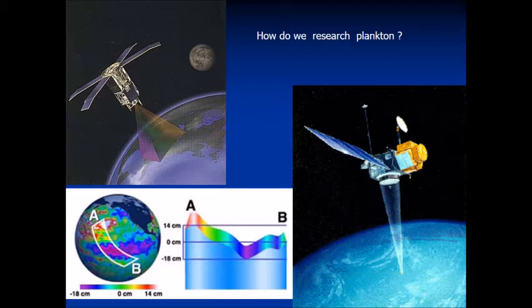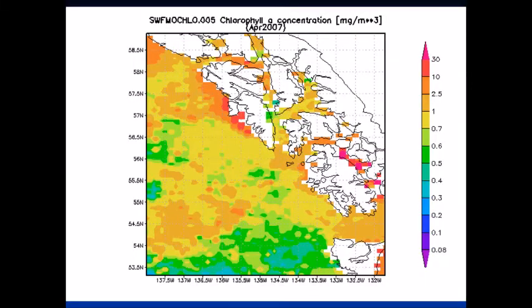And we can actually look at the color of the water. We can see the reflected light from phytoplankton. We can also see zooplankton. We can learn a whole lot using satellites. Next slide. And this is just a shot of chlorophyll right here off Ketchikan.